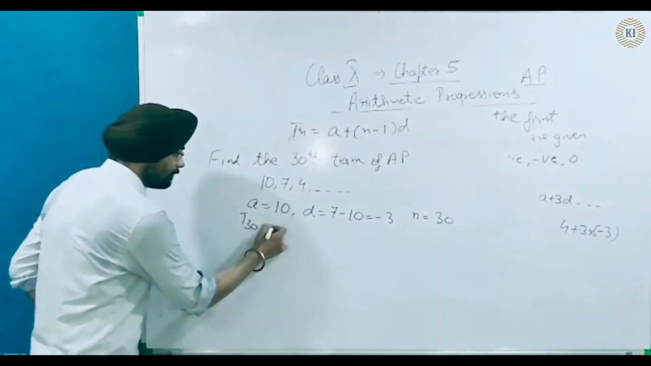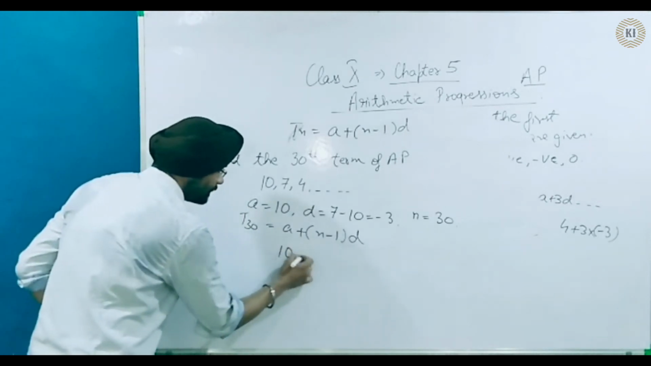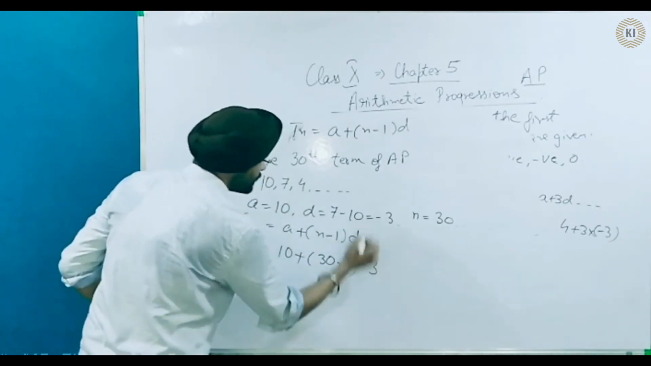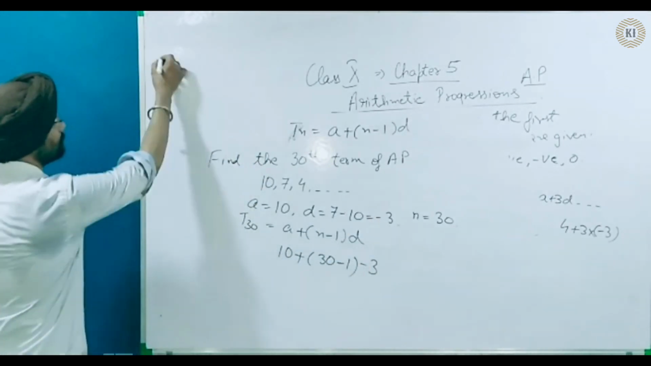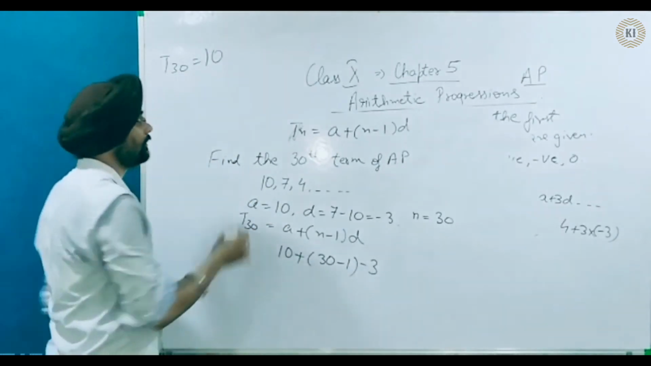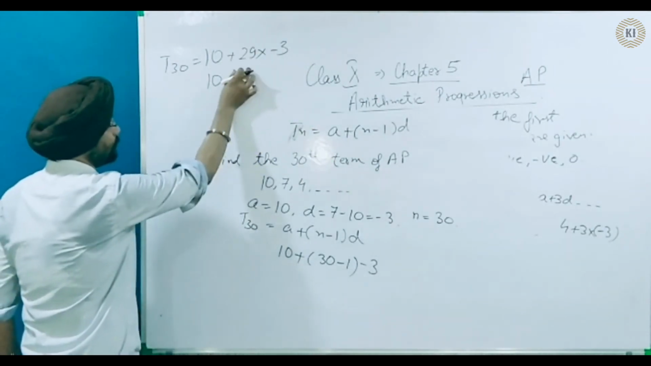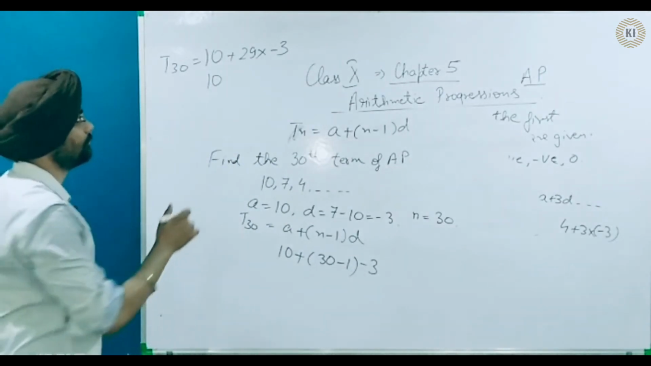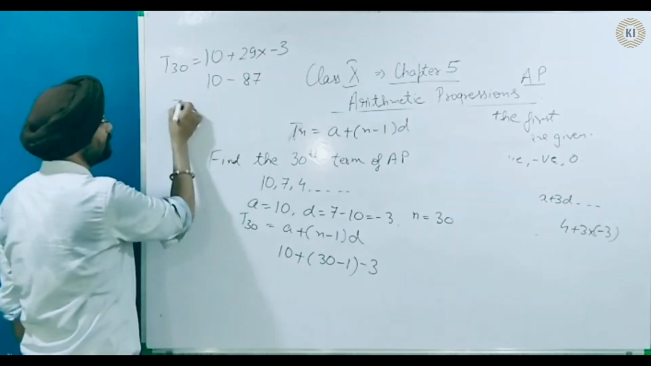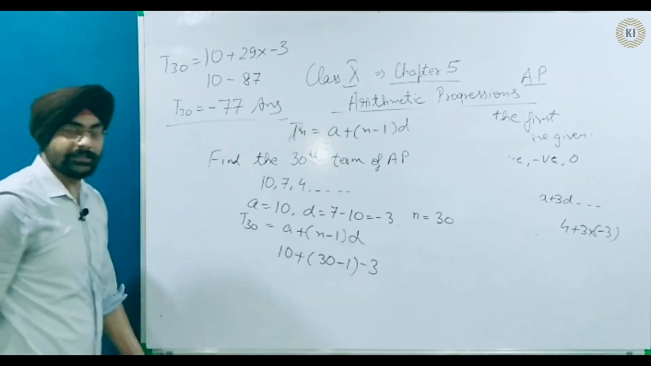Now apply the formula a plus (n minus 1) into d. So the value of a will be 10 plus (n, which is 30, minus 1) into d, where the value of d is minus 3. Now T of 30 will be equal to 10 plus (30 minus 1, which is 29) into minus 3. So 10 minus 29 multiplied by 3. What will come here? 87. So 10 minus 87 will be minus 77. And this will be our 30th term of an AP.